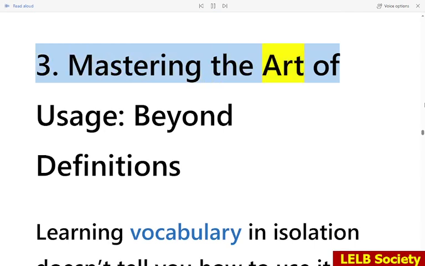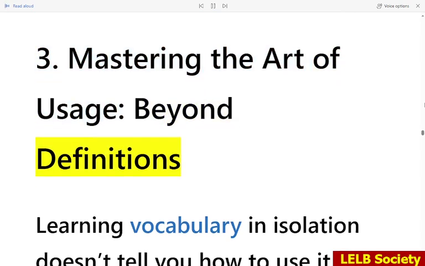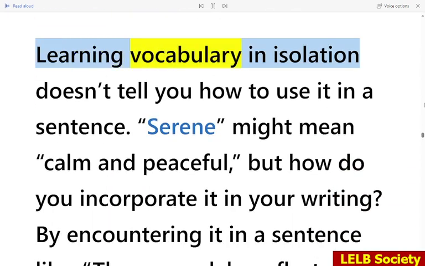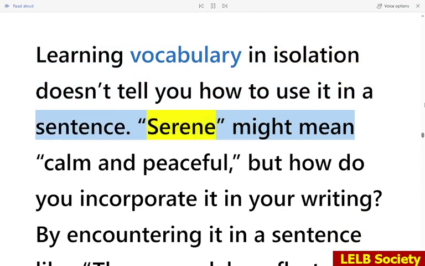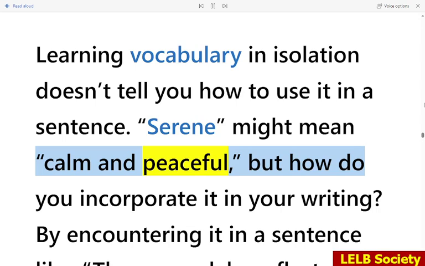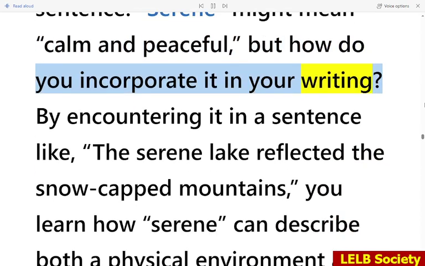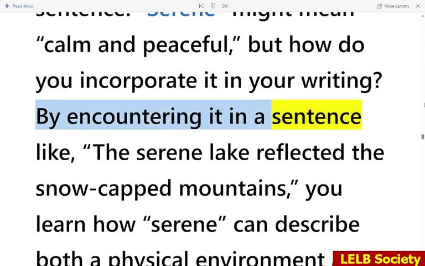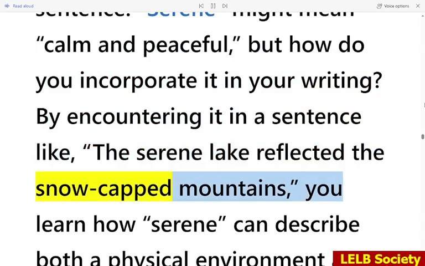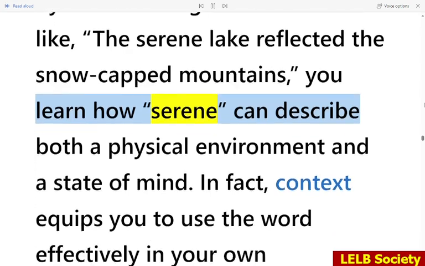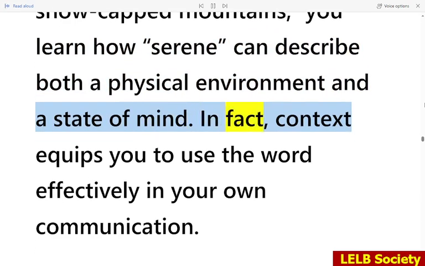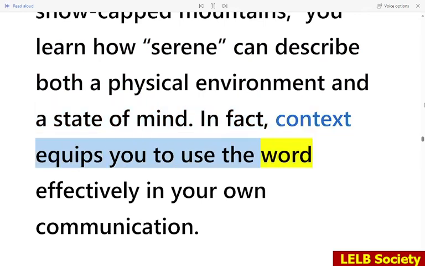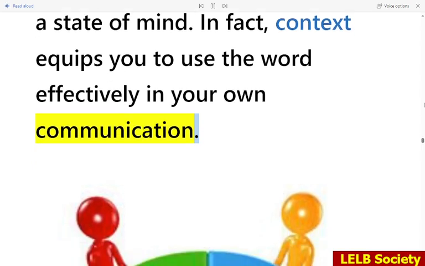3. Mastering the art of usage, beyond definitions. Learning vocabulary in isolation doesn't tell you how to use it in a sentence. Serene might mean calm and peaceful, but how do you incorporate it in your writing? By encountering it in a sentence like, "The serene lake reflected the snow-capped mountains," you learn how serene can describe both a physical environment and a state of mind. In fact, context equips you to use the word effectively in your own communication.